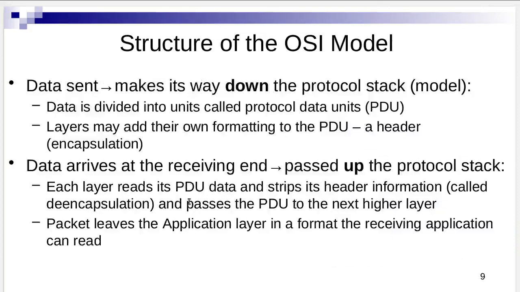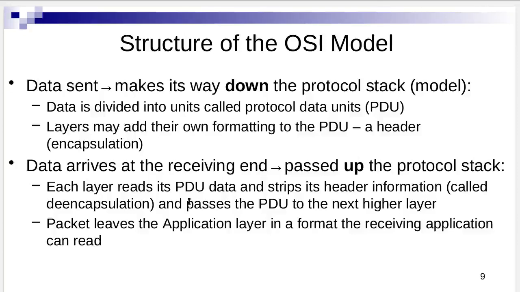So remember that when you send data out, same thing with TCP/IP and the OSI model. When you send data out, it makes its way down the protocol stack. And so every time you go from one layer down to the next layer, you are sending units of data called protocol data units. Layers may have their own formatting, a header usually, and at the very end, remember that in layer 2 you actually add a frame trailer as well.